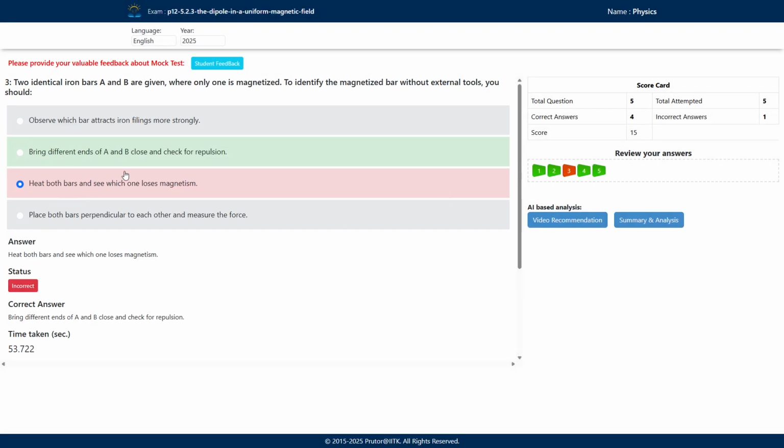Bring different ends of A and B and check for repulsion. But this is for the first one, when one is definitely magnetized and we don't know about the other. It is not written clearly, but the second one is the more appropriate option among all.